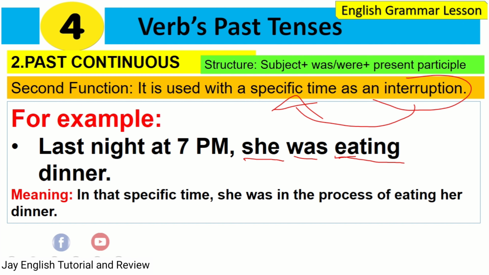Okay? And it says earlier, it is used with a specific time as an interruption. It means that in that specific time, okay, or at 7 p.m., she was in the process of eating her dinner. Okay, that is what is meant by last night at 7 p.m. she was eating dinner. So in that particular time or at 7 p.m. she was in the process of eating her dinner. Okay, so that's the second function. We use a specific time as an interruption of our action.